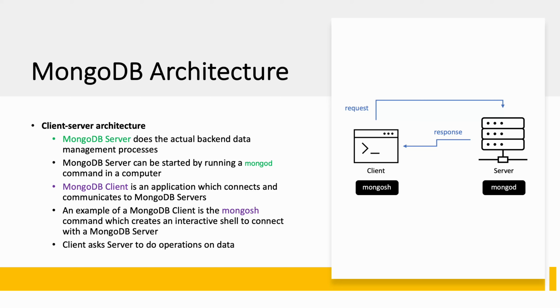A MongoDB client connects to a MongoDB server using something we call a connection string. So next I will explain the connection string to a MongoDB server.